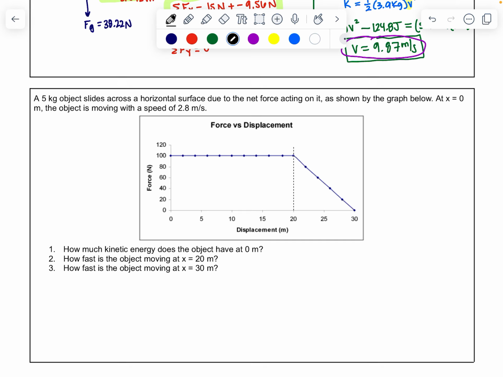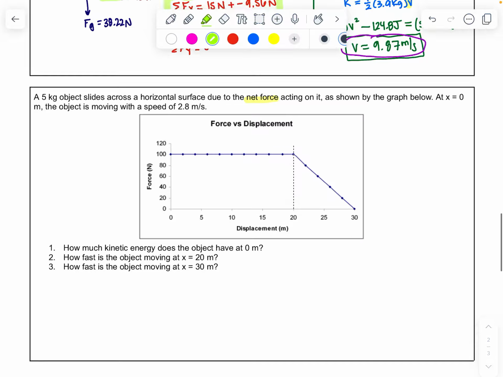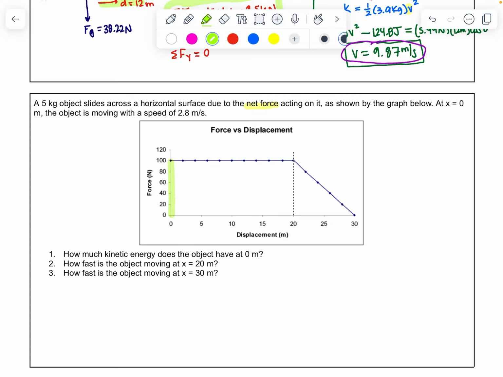So let's just take a look at the scenario that we have going on. To start, we have a 5 kilogram object sliding across a horizontal surface due to the net force acting on it. That net concept that this is a net force is super important because that means we can use the work energy theorem to do most of the problem solving for us here. And it does tell you that at x equals 0 meters, the object is moving with a speed of 2.8 meters per second. I'm going to go ahead and just make us a note of that at this exact moment, this green line that I've drawn, we are moving at 2.8 meters per second. Again, being able to label some things and give yourself some clues as to what's happening is super important.